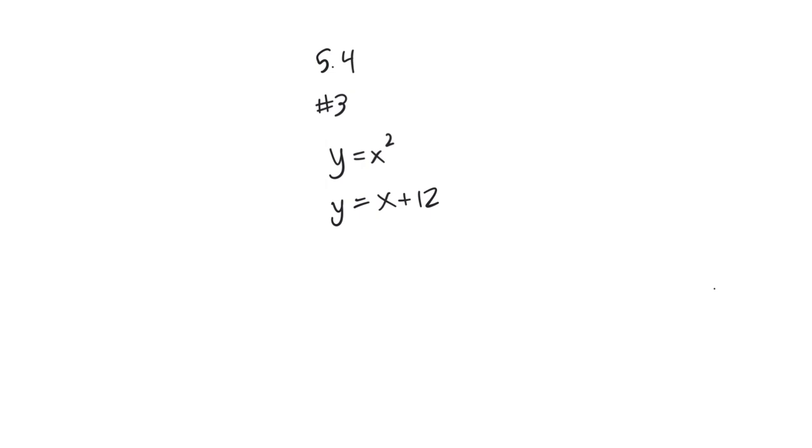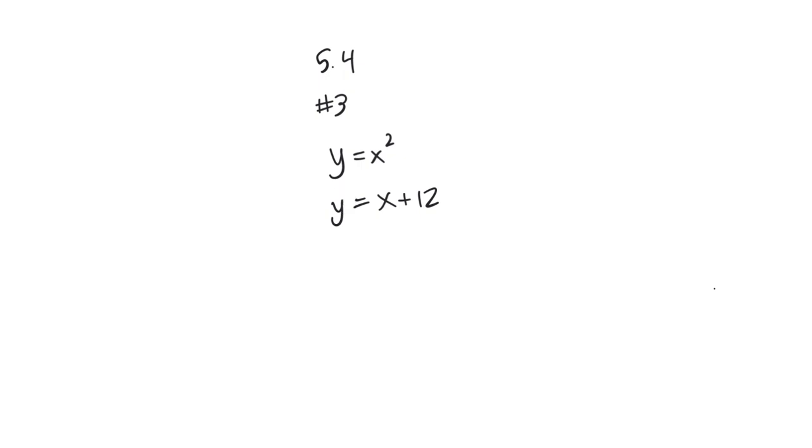Okay, number 3 from 5.4 says to use the substitution method. So what we have here is y equals x squared. So we're going to focus on y. If this y variable is equal to x squared, that also means that this y variable, which is the same as this, is equal to x squared.